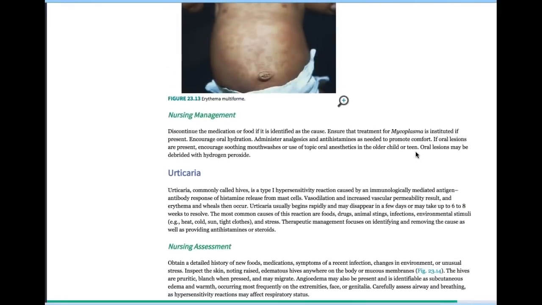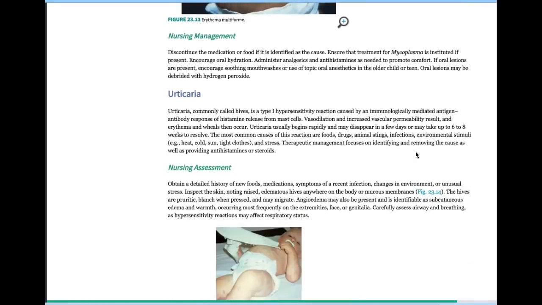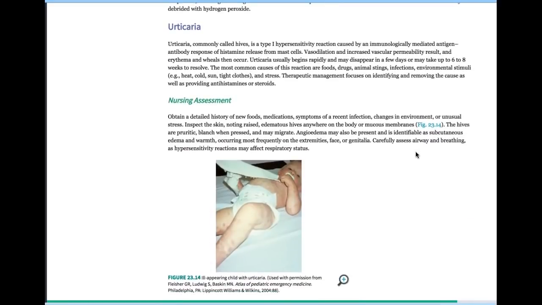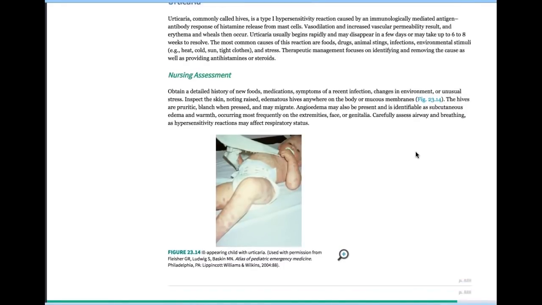Urticaria. Now, can you see how these can be confused? Look at erythema multiforme and look at urticaria. What's going to make your difference here is your history taking. Okay.